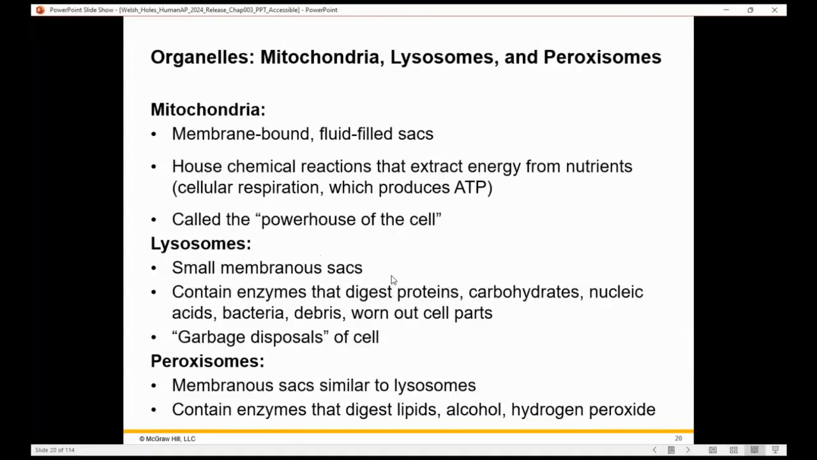Okay, lysosomes. These are small membranous sacs. They contain enzymes that digest proteins, carbohydrates, nucleic acids, bacteria, debris, and worn out cell parts. So they're kind of like the garbage disposals of the cell. And then we have peroxisomes. These are membranous sacs similar to lysosomes, but they contain enzymes that digest specifically lipids, alcohol, and hydrogen peroxide.